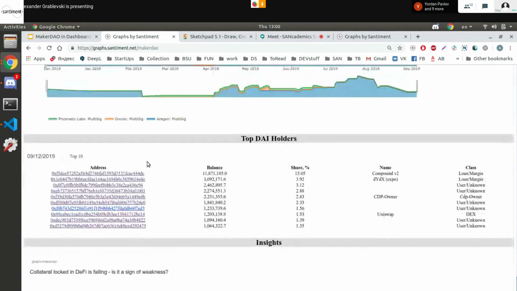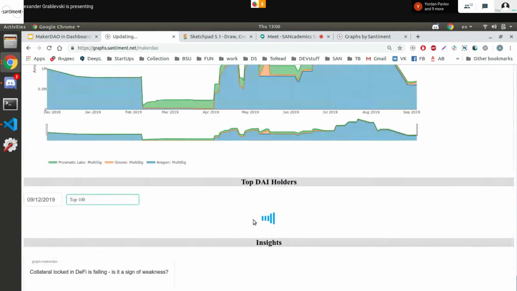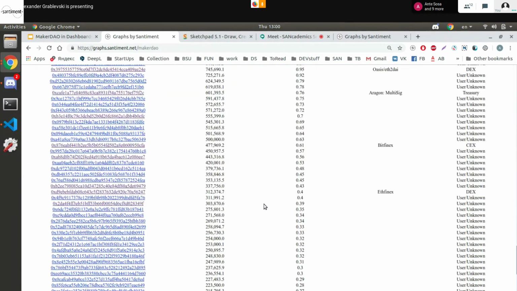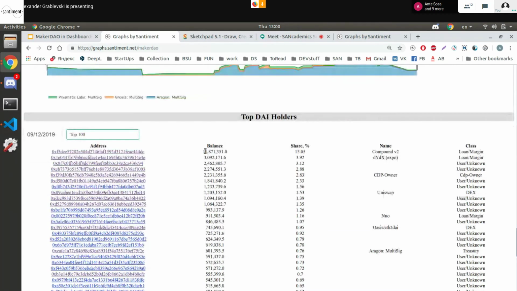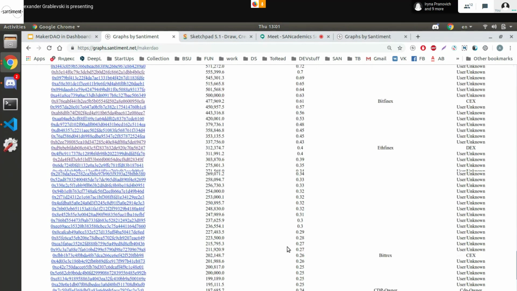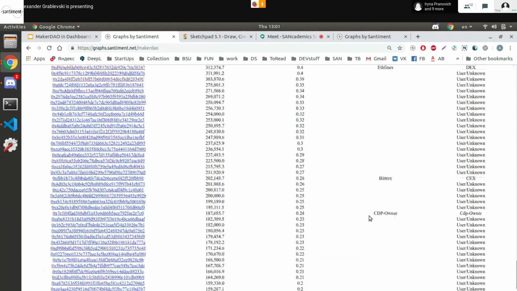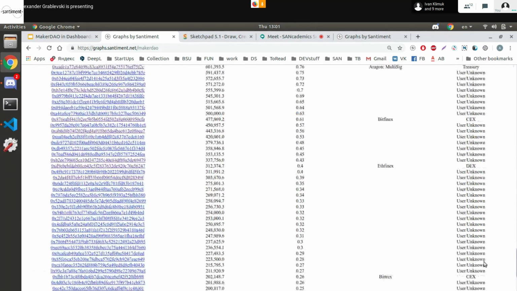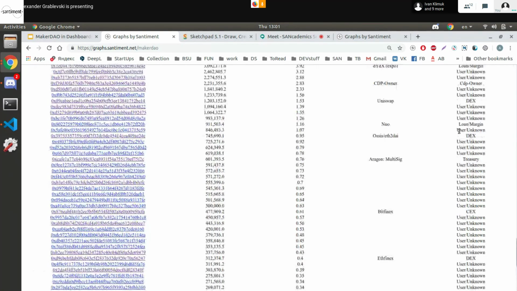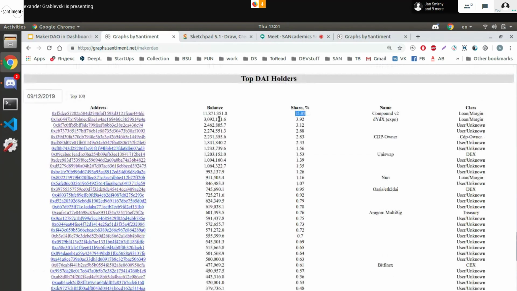And top DAI holders, I think it's pretty clear. That shows you the total amount of addresses that hold DAI. And again, we see that Compound is the top 1 address. Yeah, that Compound V2 belongs to the loan class, and it holds about 50% of all DAI. And you can investigate all addresses that we have. You can see some CDP owners, some centralized exchanges, some decentralized exchanges, some treasuries. Yeah, and you can just go and see.